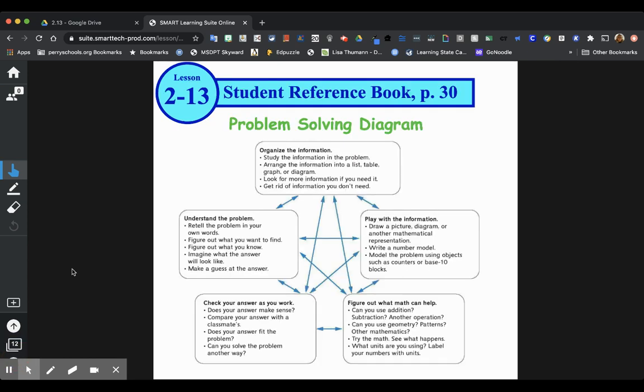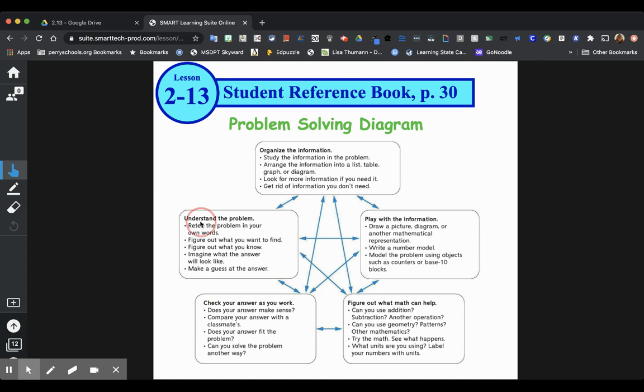When you are doing problem solving, such as that one, there are all kinds of different ways. If you notice on here, we need to organize the information. We need to play around with the information. We need to figure out what type of math is going to help us. We need to check our answer as we work, not just at the end. And we need to understand the problem. I did not say step 1, step 2, step 3, because as you see with these arrows, they go in all kinds of different directions.